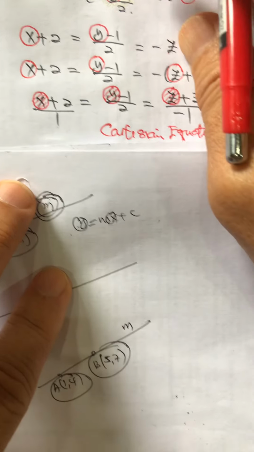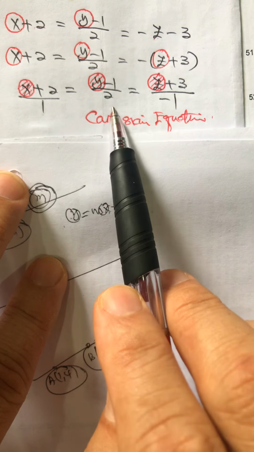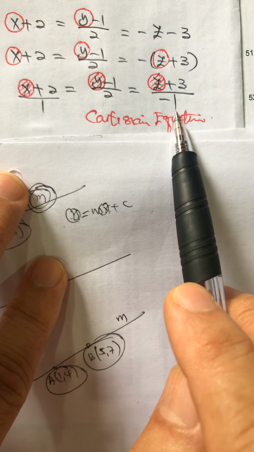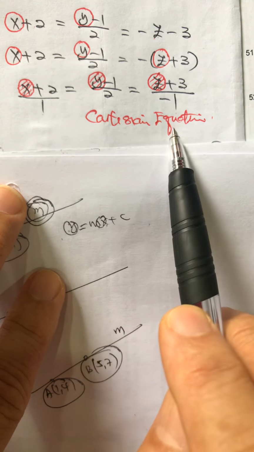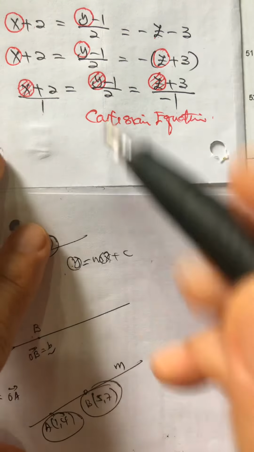Here, x plus 2 over 1, y minus 1 over 2, and then here is z plus 3 over negative 1. Okay, then this is a Cartesian equation. You always remember, you write like this better.